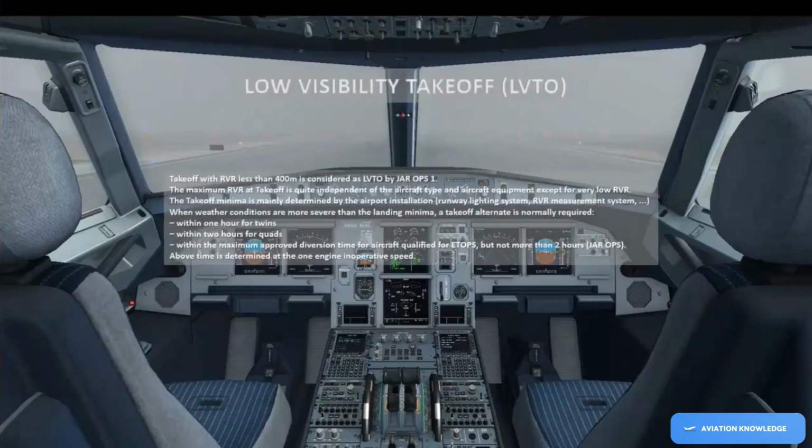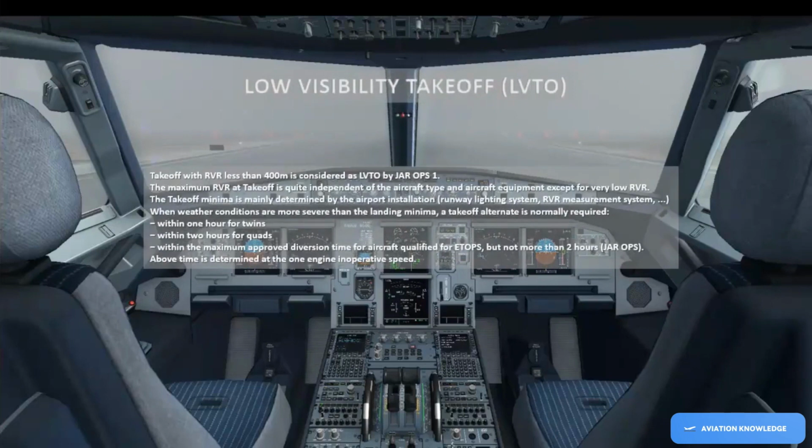Low visibility takeoff. Takeoff with RVR less than 400 meters is considered a low visibility takeoff by JAR OPS-1. The maximum RVR at takeoff is quite independent of the aircraft type and aircraft equipment, except for very low RVR. The takeoff minima is mainly determined by the airport installation, runway lighting system, and RVR measurement system.